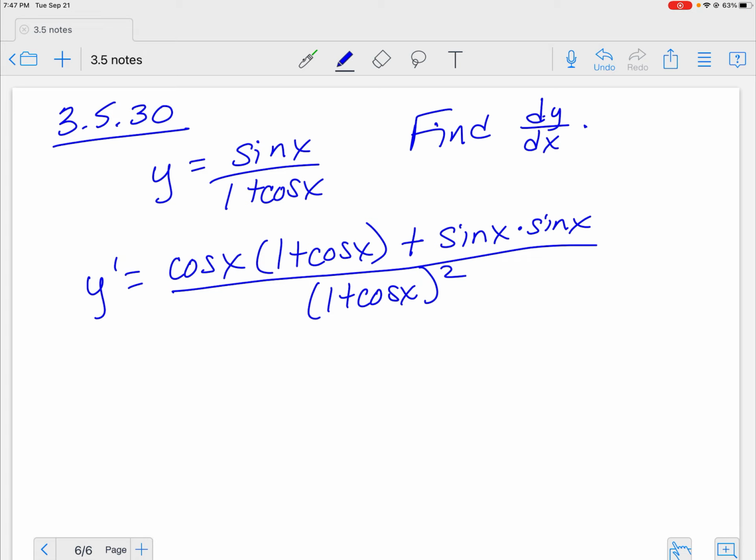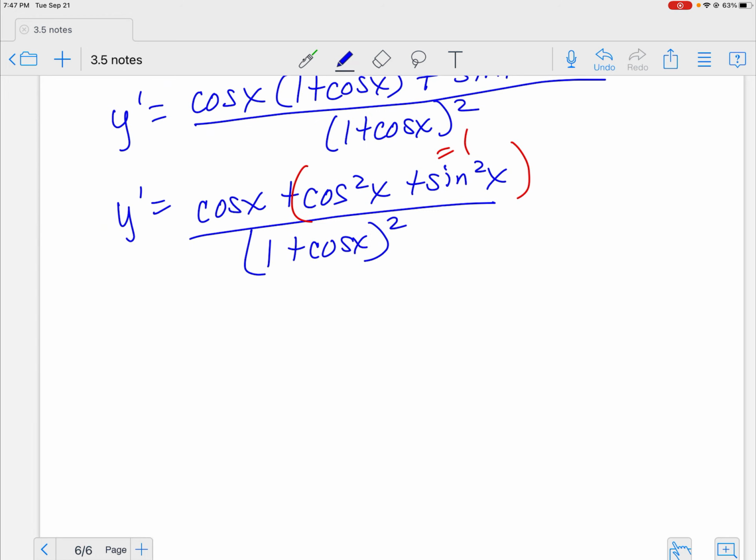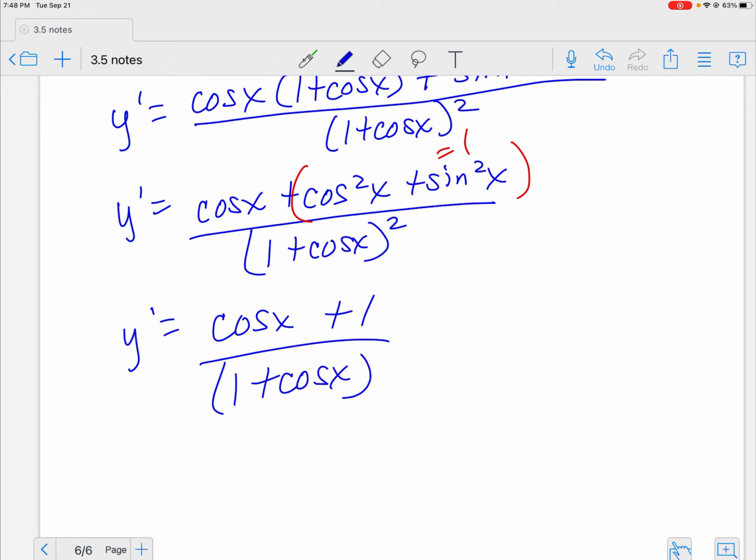Okay, now clean this up a little bit. Y prime is equal to the cosine of x plus cosine squared plus sine squared. Ooh, that looks familiar, doesn't it? We just talked about this. There's my Pythagorean identity. That's a 1. That's cool. Look how nice this cleans up. Cosine of x plus 1 over 1 plus the cosine of x squared.